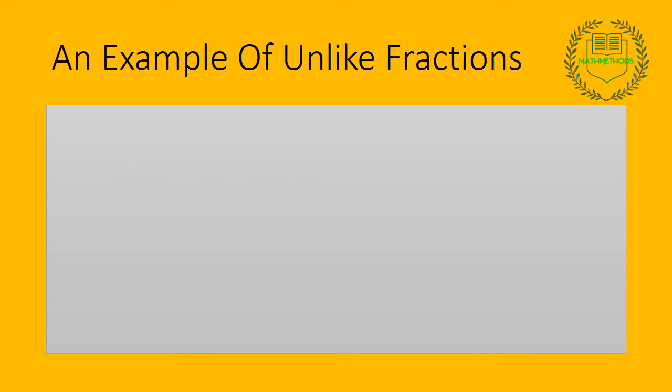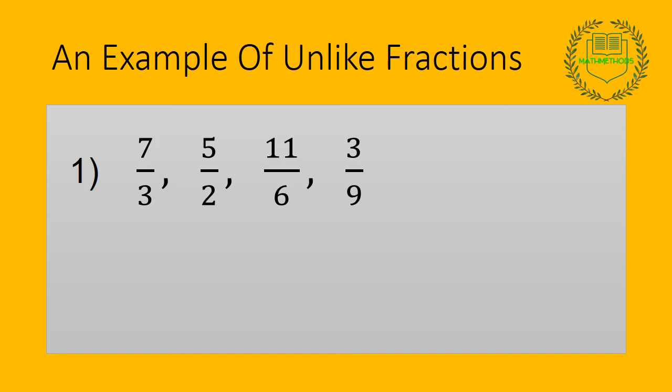Let's take one more example. 7 upon 3, 5 upon 2, 11 upon 6 and 3 upon 9. The denominators here for all the fractions are not the same. Such fractions are called unlike fractions.